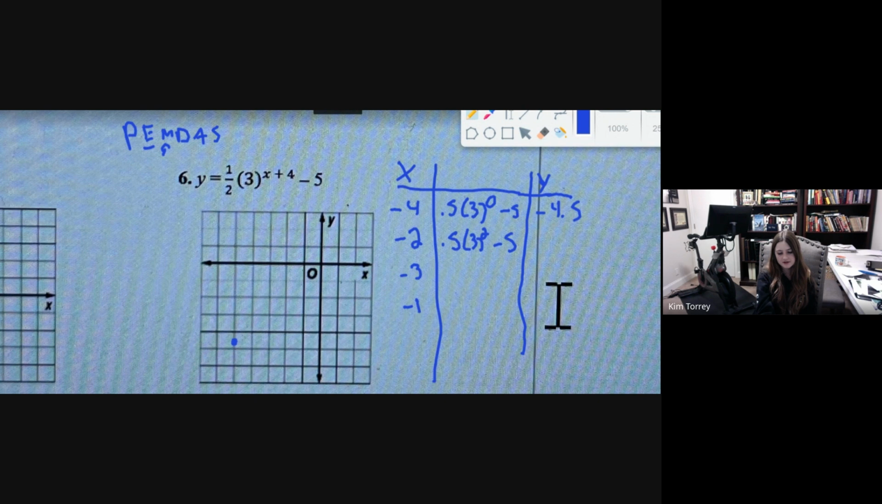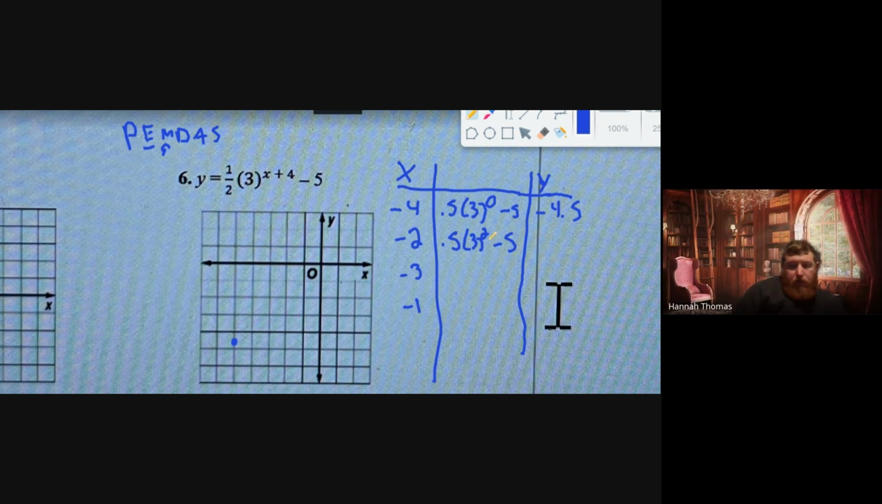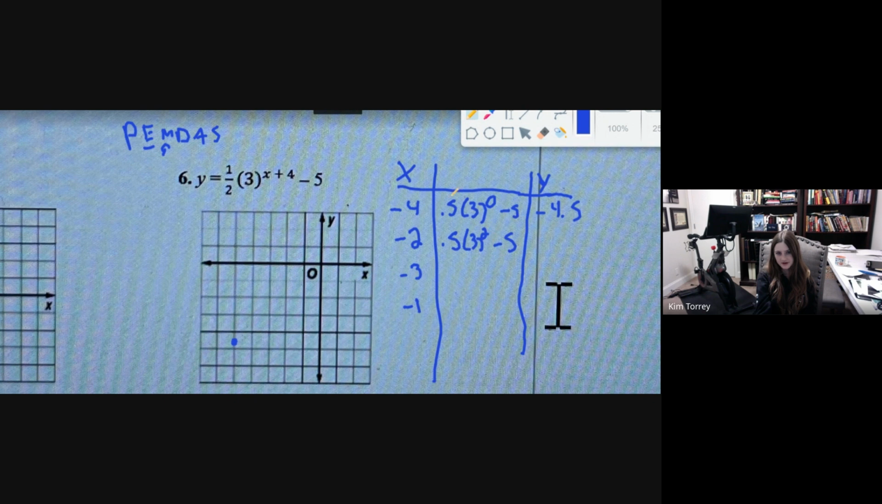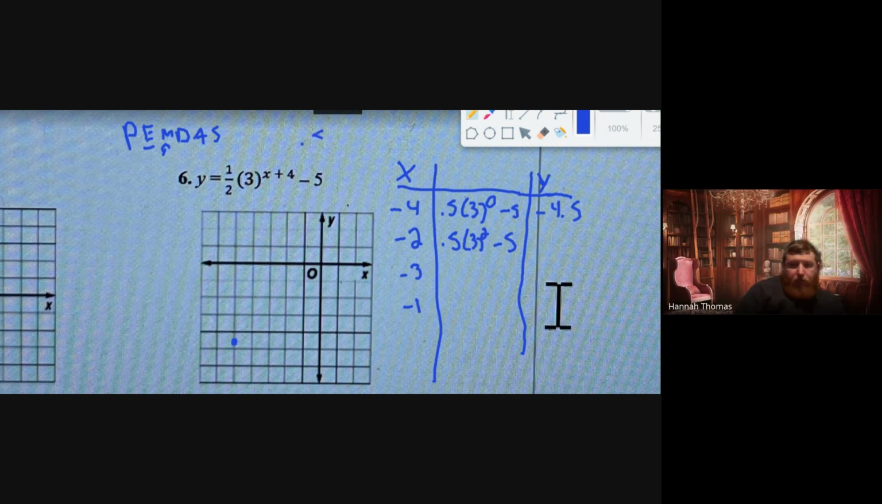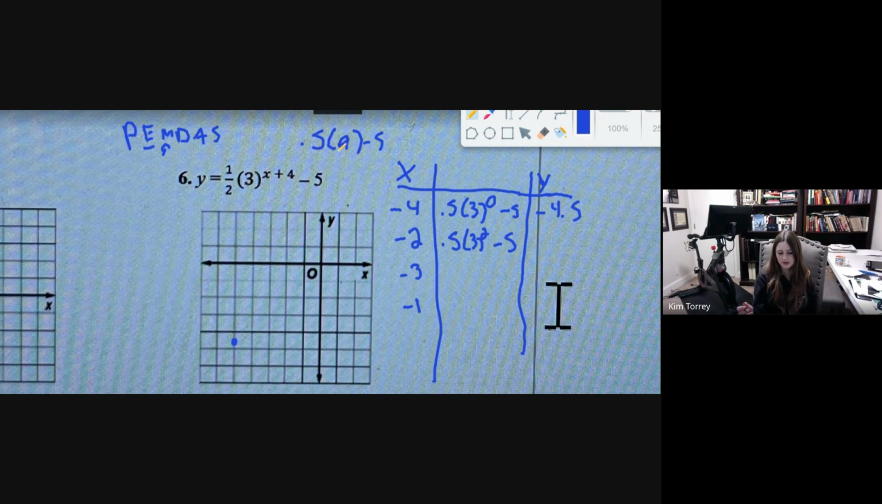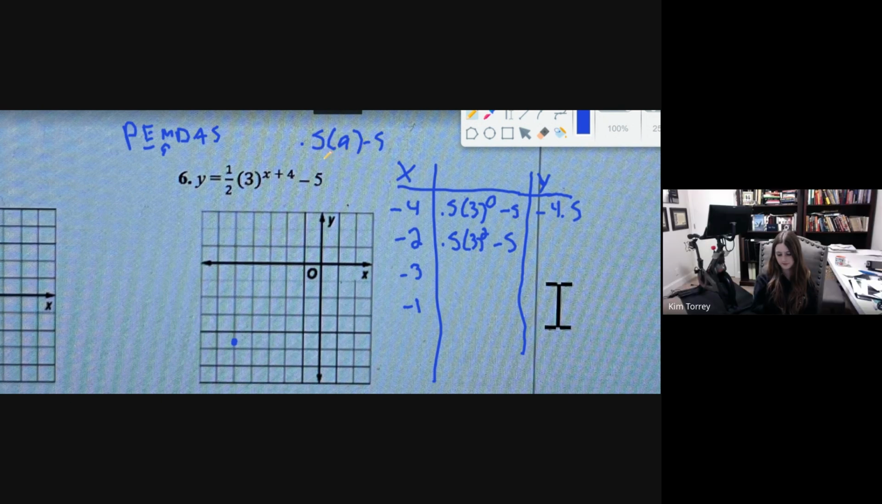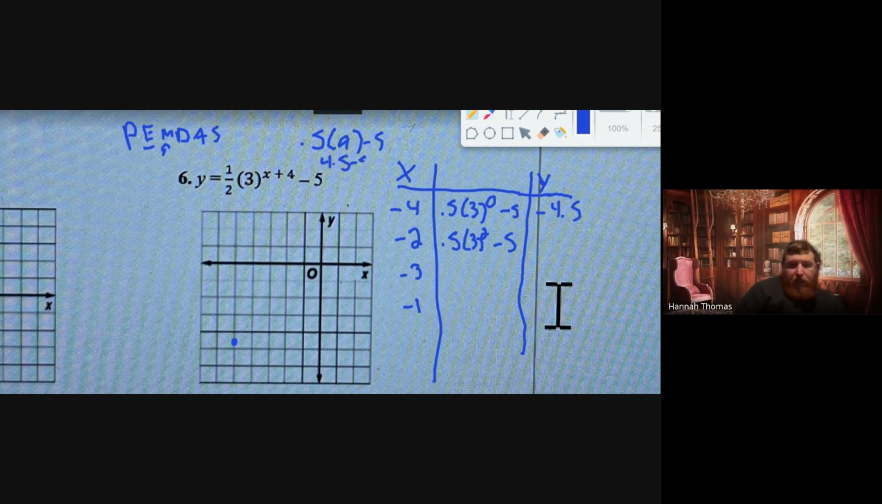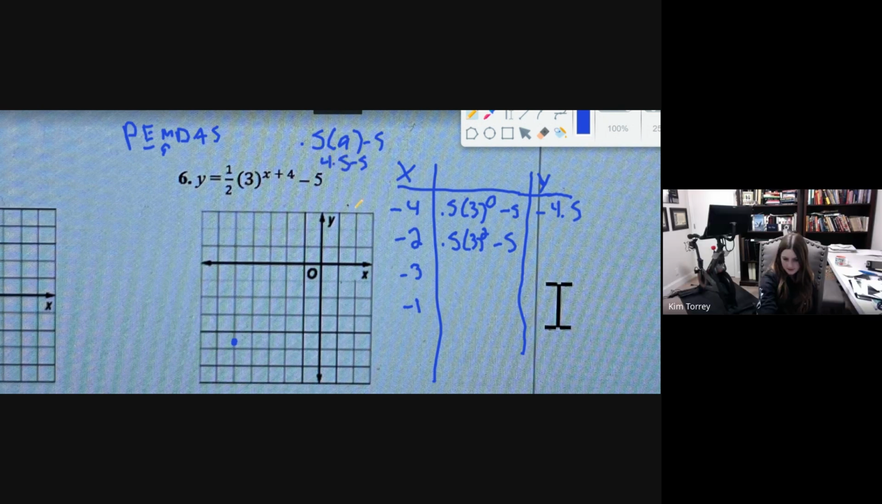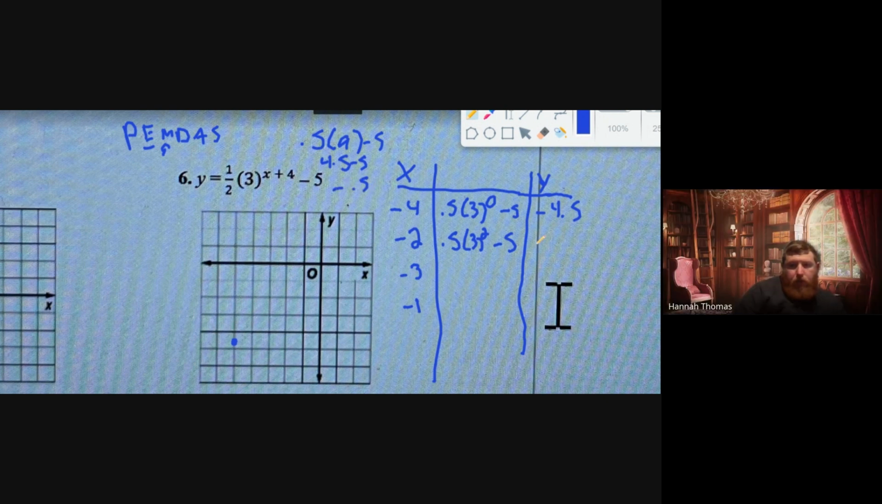So then it would be 9 to the 4th power. Well, no, you already did the exponent. Okay, that's what I thought. So now it becomes 0.5 times 9 minus 5. What's 0.5 times 9? 4.5. Yes, ma'am. So now you have 4.5 minus 5. What's that give you? Negative 0.5. Yes, ma'am. That's what you're looking for.